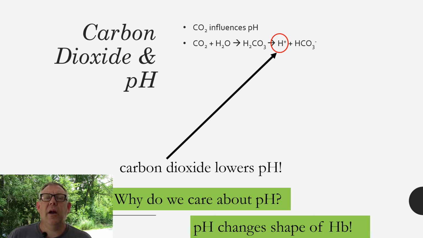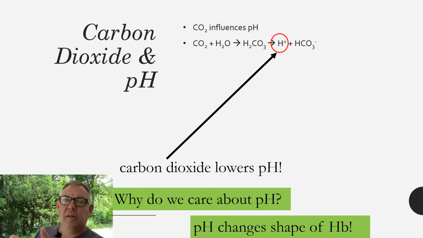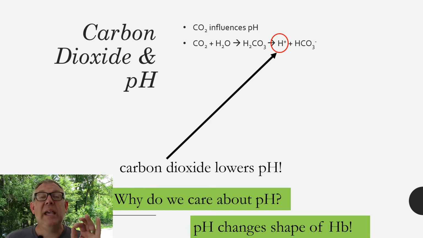Well, why do we care in this case? Why do we care about pH? Remember, what are some of the things that can influence the shape of a protein? We said temperature is a biggie. We said salts can influence the shape. And we said pH can influence the shape of the protein. This is an example of that. pH changes the shape of protein, the shape of hemoglobin.